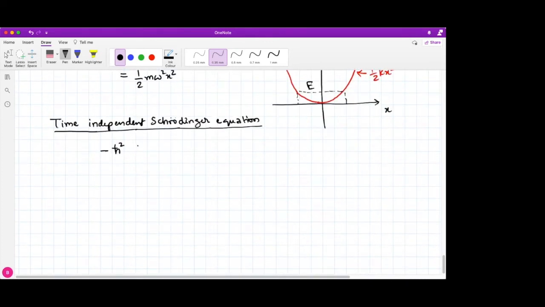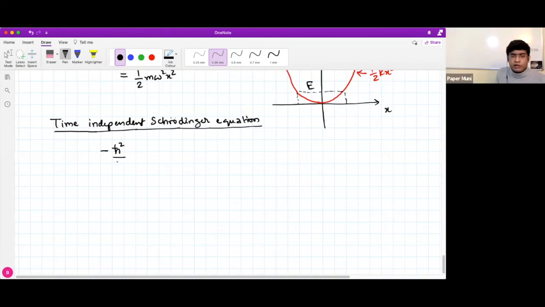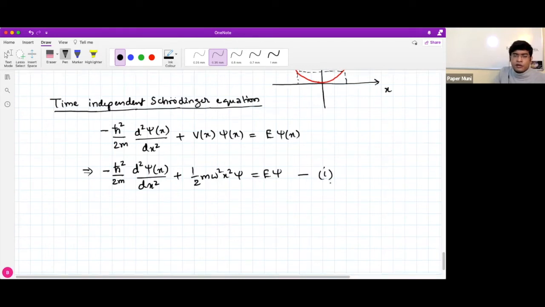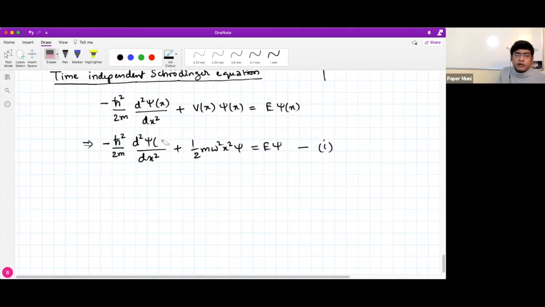So the time independent Schrodinger equation is given by minus h cut squared by 2m d squared psi by dx squared, plus V(x) psi(x) equal to E psi(x). This gives you minus h cut squared by 2m d squared by dx squared plus half m omega squared x squared, acting on psi, equal to E psi. Let's call it equation one. This is what we are left with.